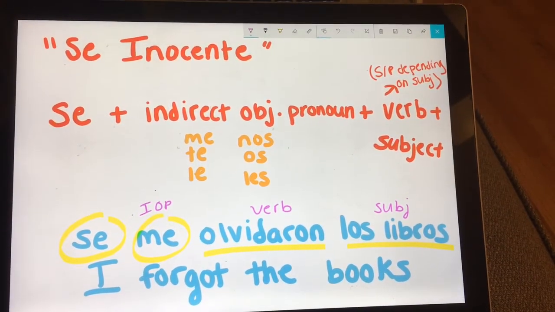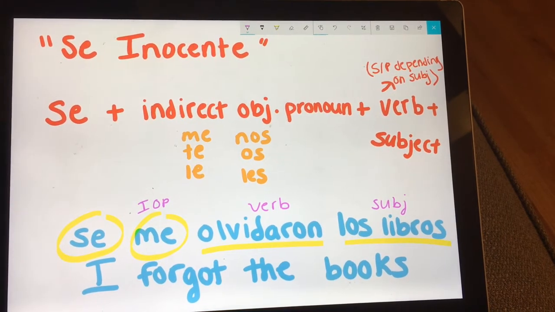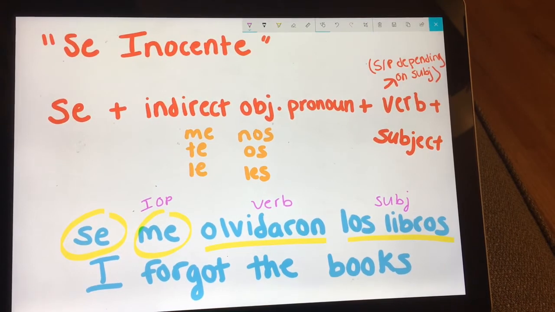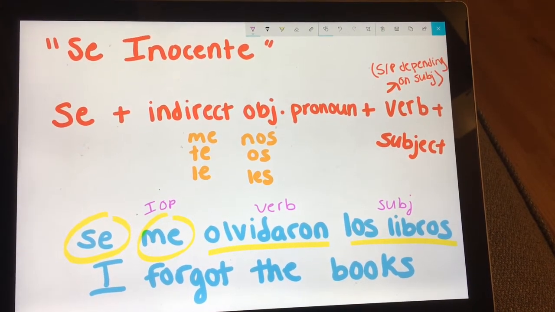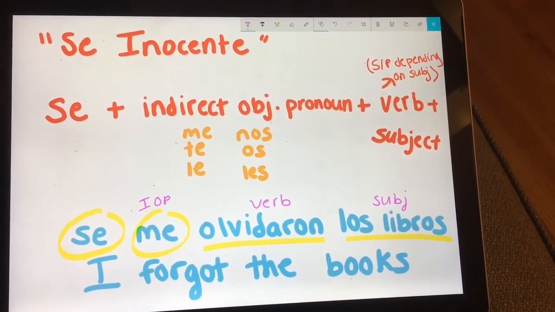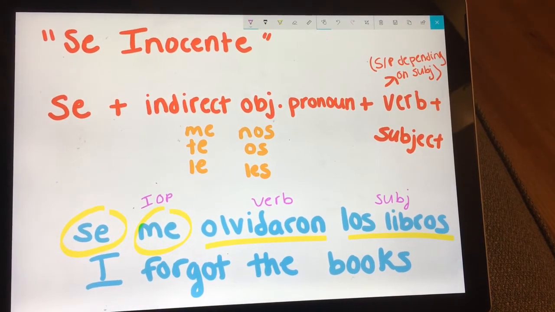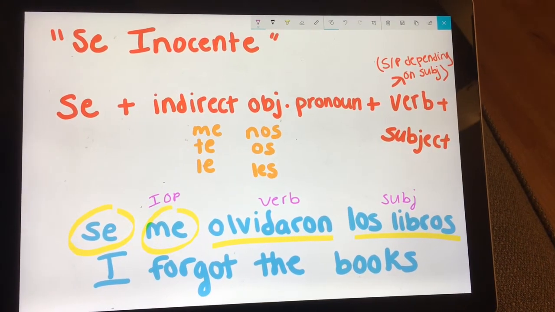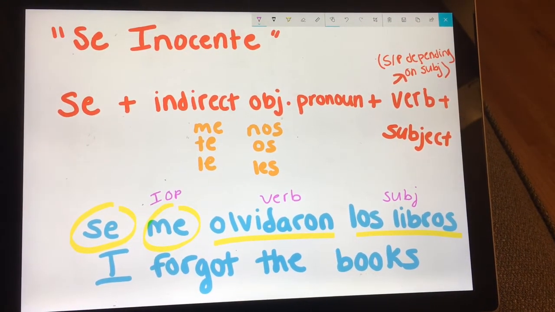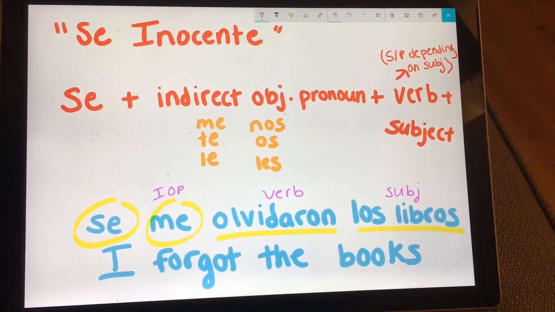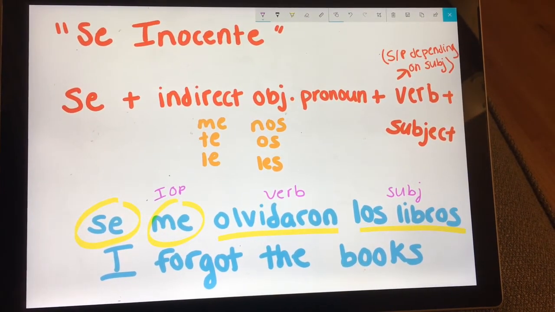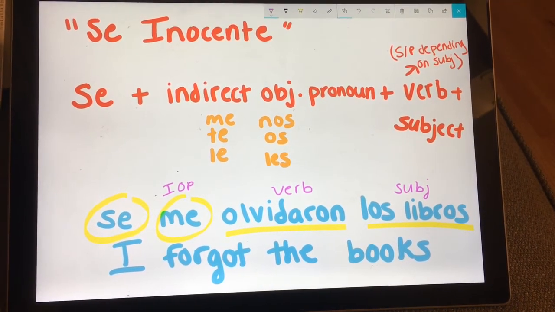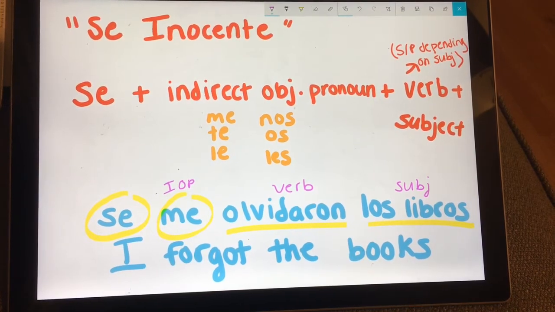Okay, so the last form of the passive voice that I'm going to talk about in this video is the se inocente. This is also commonly referred to as the accidental reflexive or the voz media, the middle voice. So it's pretty much a reflexive construction that's used mainly with pronominal verbs and can also be used passively to describe accidental and unplanned occurrences, which is really where we use it a lot in Spanish. So it's called the voz media because it falls somewhere between the active and passive voices.